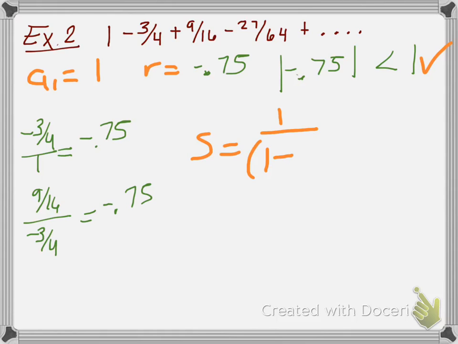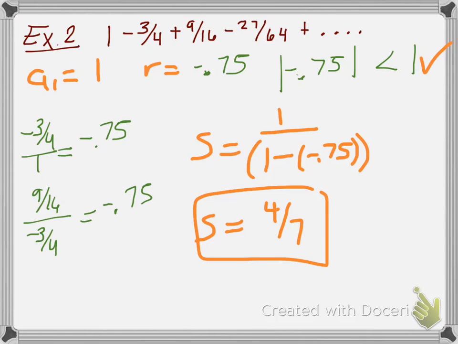minus negative 0.75. So when you put that into the calculator, you get a crazy decimal. Yes? 0.57, blah, blah, blah. Change it to a fraction, and it's a pretty fraction. 4/7. So that would be my final answer.